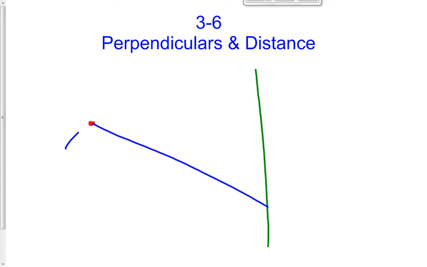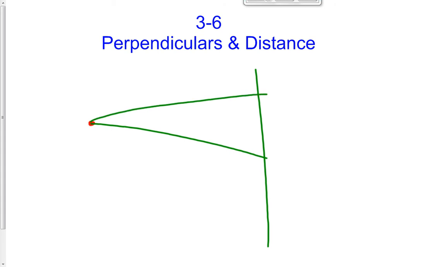If this was me, for example, and I wanted to walk to the green line, the shortest distance isn't taking a path this way, right? That clearly is not the shortest distance. The shortest distance is also not this distance. It's not this distance, okay? Of course, the shortest distance is roughly that line right there.